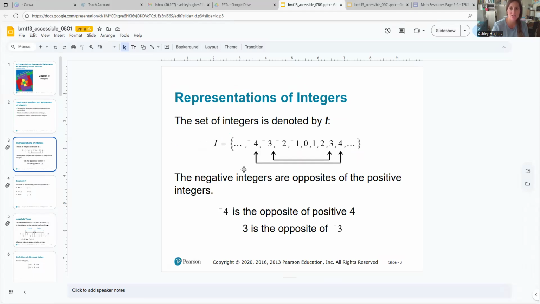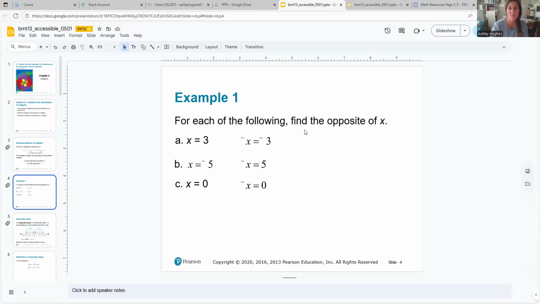sets. The set of integers is denoted by I, and basically you have the negative whole numbers, 0, positive whole numbers. So -4 is the opposite of +4, 3 is the opposite of -3. For each of the following, find the opposite of x. So you're going to just switch the sign. So if you had 3, the opposite would be -3, -5, the opposite would be 5. And the opposite of 0 is just 0.